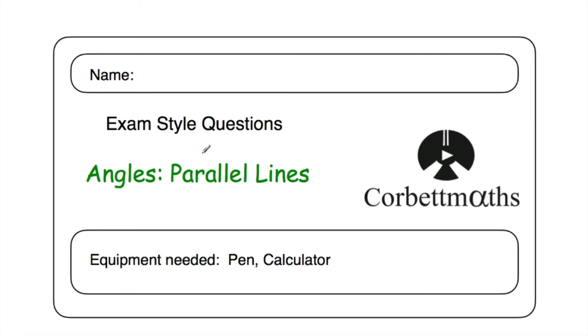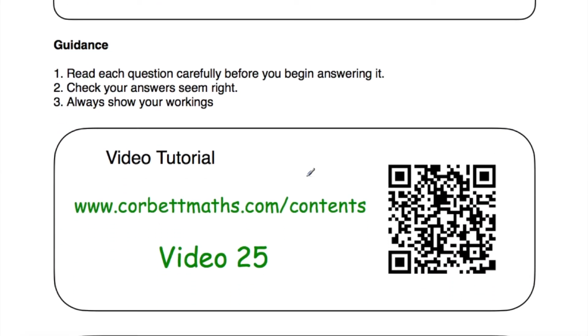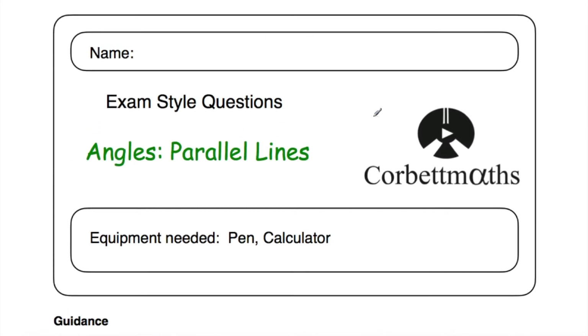In this video, we're going to look at the video solutions to the angles and parallel lines practice questions. If you need any extra help on angles and parallel lines, go to Corbettmaths, go to the videos and worksheets section and scroll down to video number 25, where there's a dedicated video tutorial on angles and parallel lines. Alternatively, you could scan this QR code. But in this video, we're going to focus on the video solutions to the practice questions, so let's get started.